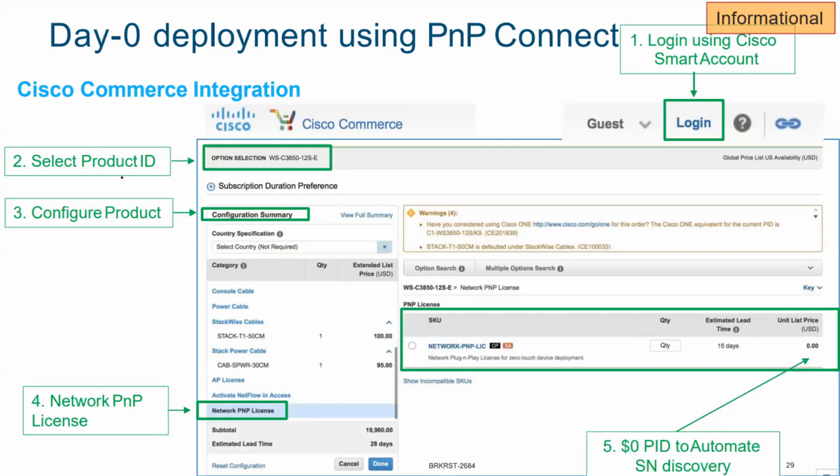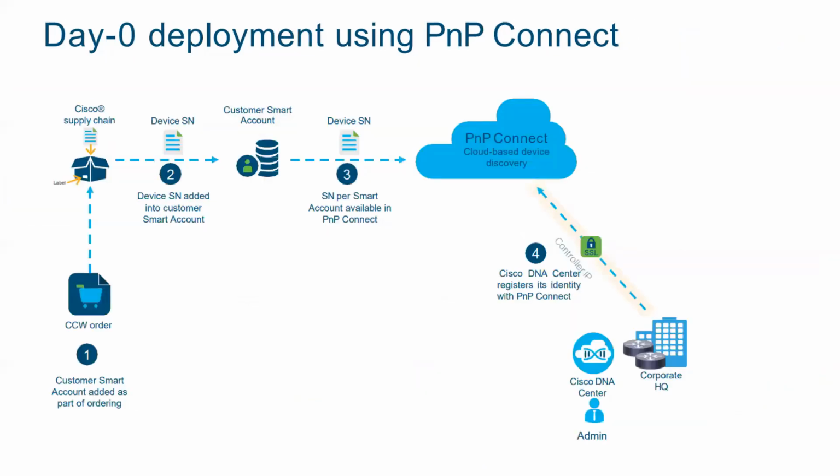Once you select your product ID in CCW here, you need to select the network PNP license, and you're going to get this free license, which is the network PNP license. If you get this free license, that means the serial number of this device is going to be added to your smart account and is going to be published to the device helper database of Cisco. If you don't do that, it won't happen. So make sure that you have it.